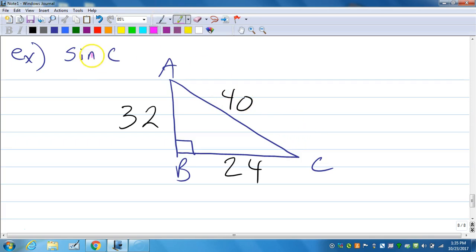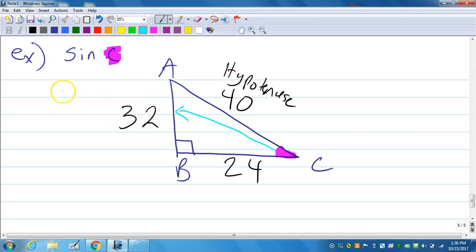So the sine of C. Here is C, right here. So here's my angle. This is what you're going to look for first. Remember that across the 90 is always the hypotenuse. So I'm going to look here. Here is my angle. Here we go all the way over here. That is the opposite. The one right next to it is your adjacent.